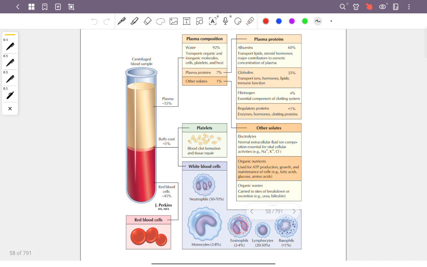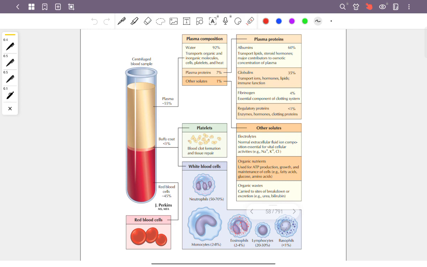So what is plasma protein? Plasma protein is a protein present inside the plasma. There are various functions of these proteins, like helping in transport and storage of substances, and there are other solids, which is 1%. So plasma is 55% of the total blood, and it is further made up of water, organic and inorganic molecules, platelets, and plasma proteins.